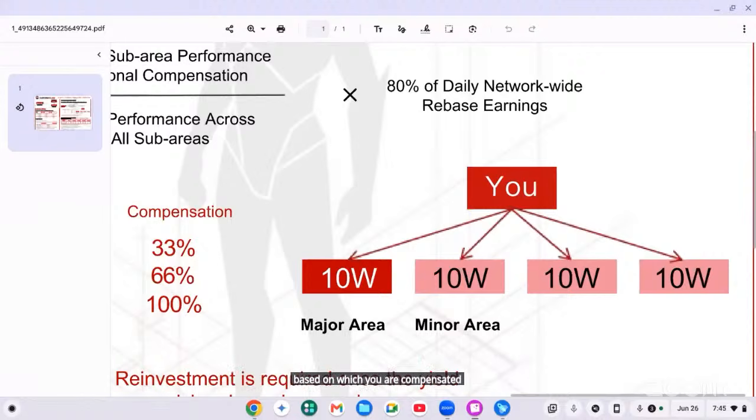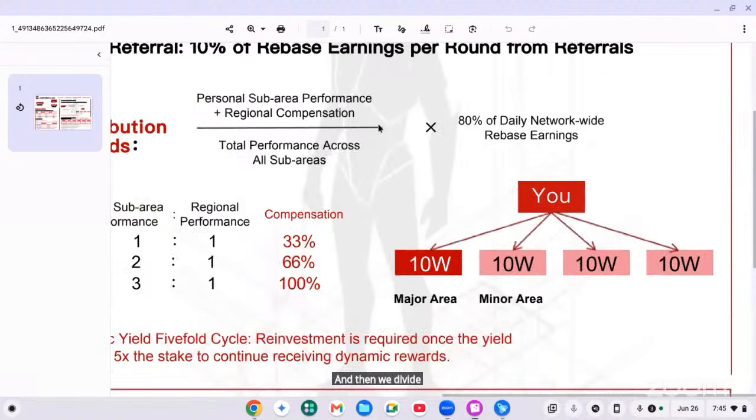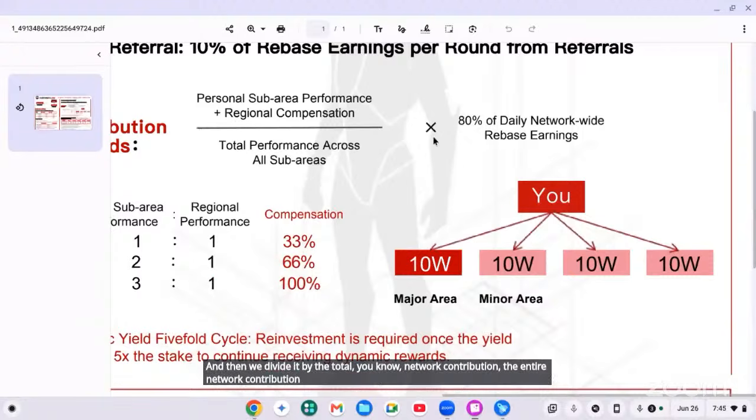Do you know what that means? That simply means that your total contribution is actually being taken into account when it comes to paying you. And then we determine that, and then we divide it by the total network contribution, the entire network contribution. We divide it by it, then we multiply it by 80% of the network-wide rebase that comes, and that hits your wallet as your referral.